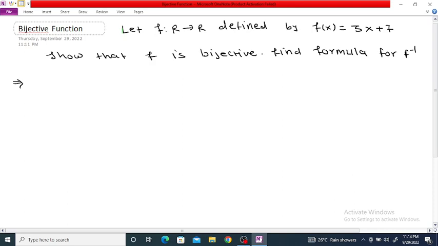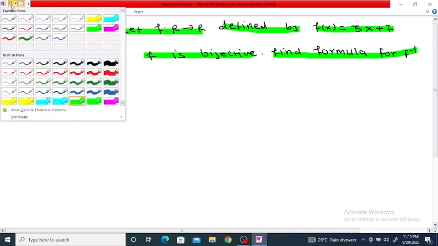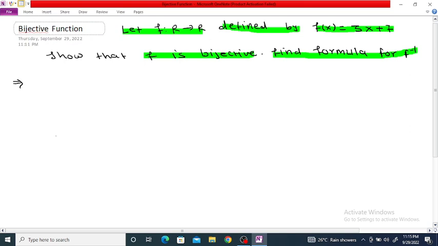Bijective function. Let f be a function from R to R defined by f of x is equal to 3x plus 7. Then show that f is a bijective function and hence find the formula for f inverse. So in this example we want to show that the function f is bijective.